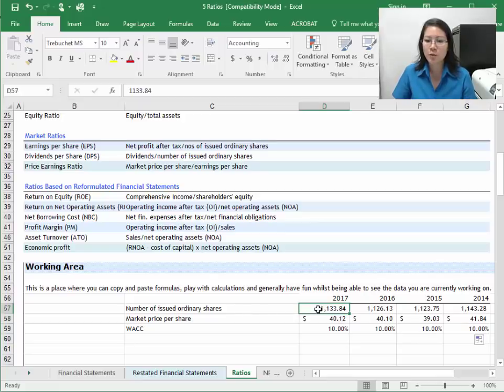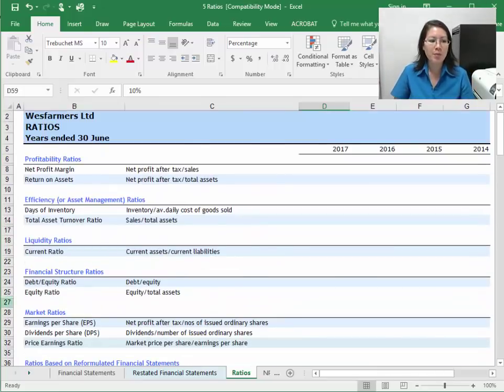All right, so see how I've expressed it now? My number of ordinary shares as a number, expressed to 2 decimal points. You can express it to more if you like. Market price per share in dollars, and weighted average cost of capital as a percentage rate. Now you can also express this one as a decimal rate, in which case this would be 0.1 if I was to express it as a decimal. All right, so that's our preparation.